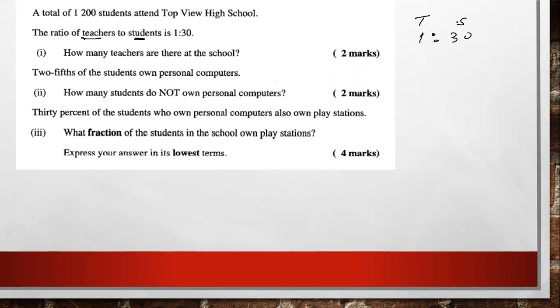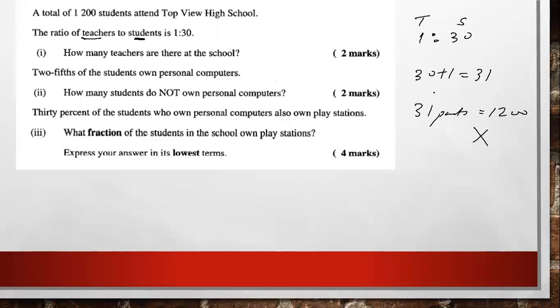1,200 students attend Topview High School. Is the 1,200 for the teachers and the students, or is the 1,200 just for the students? The students. So that means that you can't add 30 and 1. If you say 30 plus 1, it's 31, and you say 31 parts is 1,200, you'd have been wrong. Why?